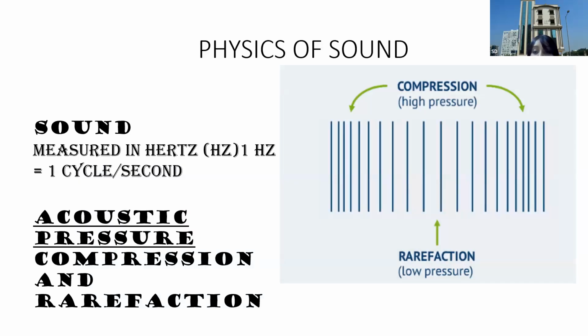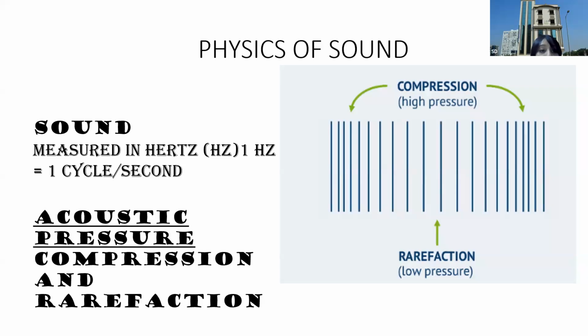So what does compression mean? It means this is an area of high pressure. That means there are more particles traveling in a short distance. So that is known as compression. And then there is rarefaction. Rarefaction is the area where there are fewer particles traveling the same distance.